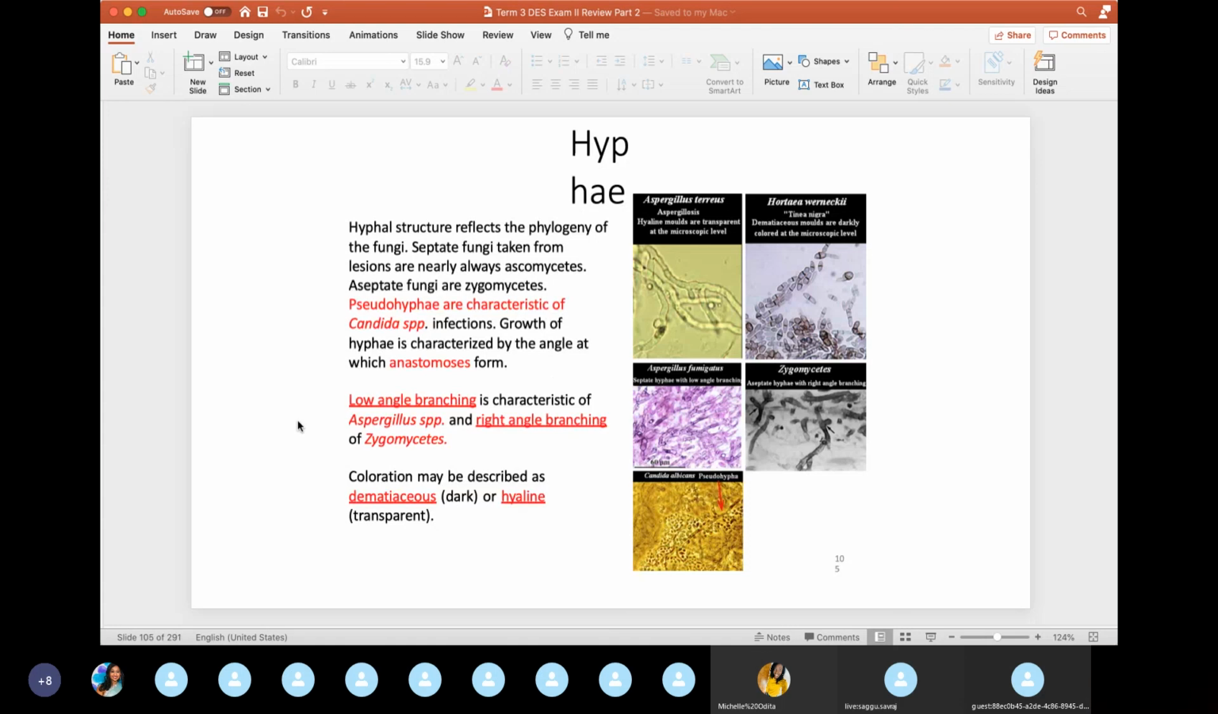Pseudohyphae, as I've said, Candida. Low angle branching, Aspergillus. Right angle branching, Zygomycetes. That's high yield. Please know that one. Low angle, Aspergillus. Right angle branching, Zygomycetes. Right?